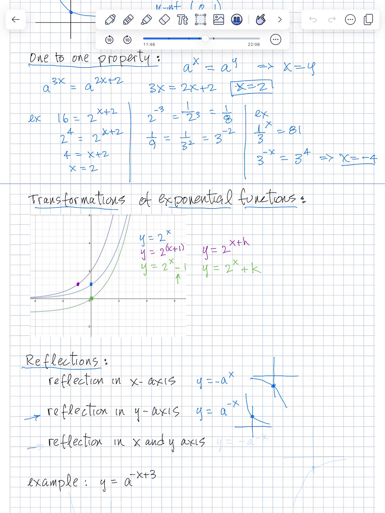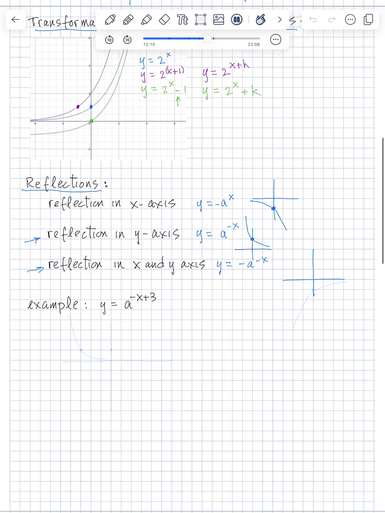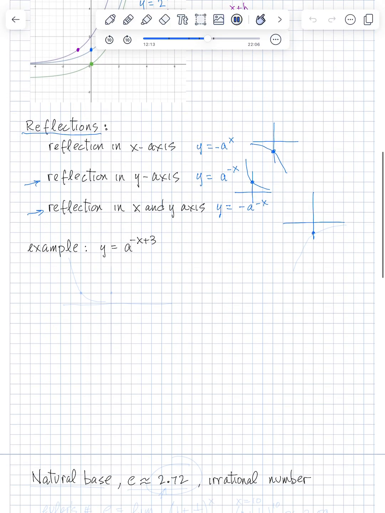Now, what if we have a reflection in both the x and y axis? This is going to be of the form y is equal to minus a to the negative x. What that's going to look like, our intercept is going to be at 0, negative 1, and it will be in this shape.